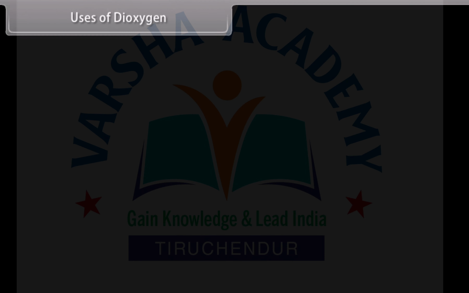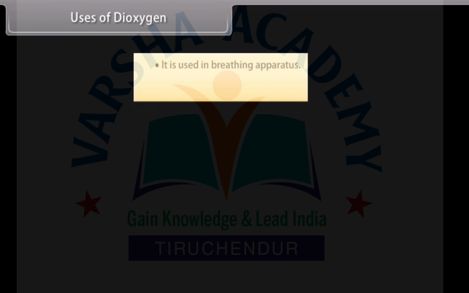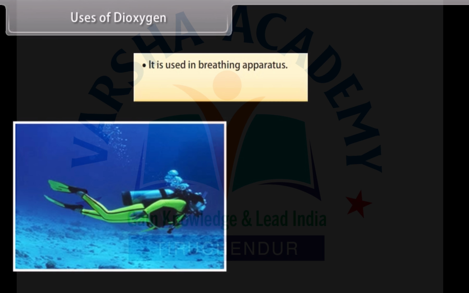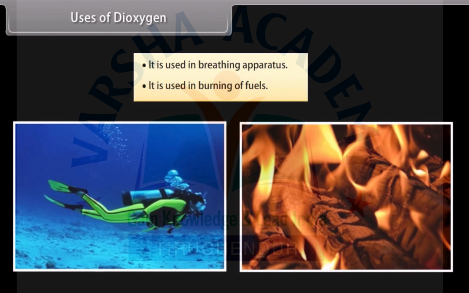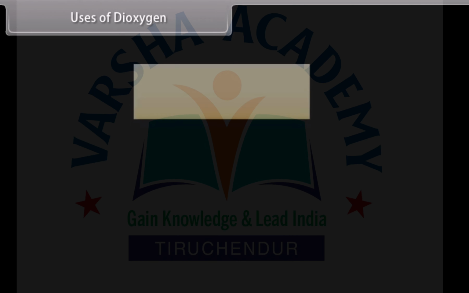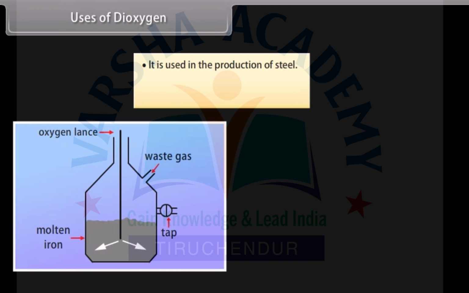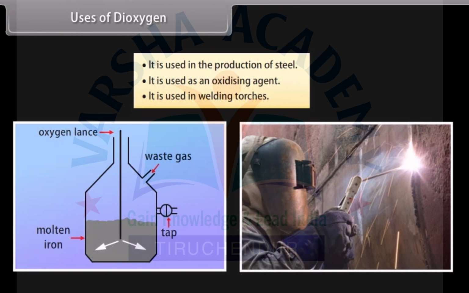Uses of dioxygen. It is used in breathing apparatus. Oxygen cylinders are widely used in hospitals, high altitude flying, and in mountaineering. It is used in burning of fuels. It is used in production of steel. It is used as an oxidizing agent. It is used in welding torches.